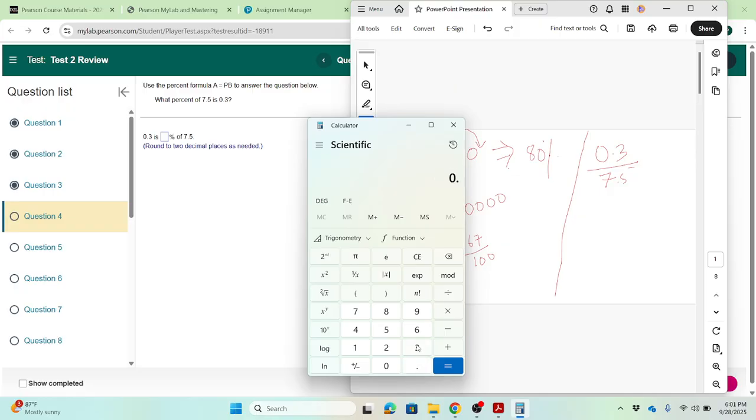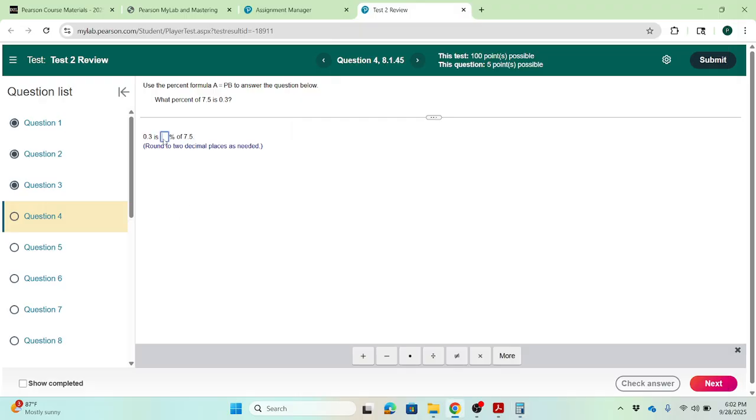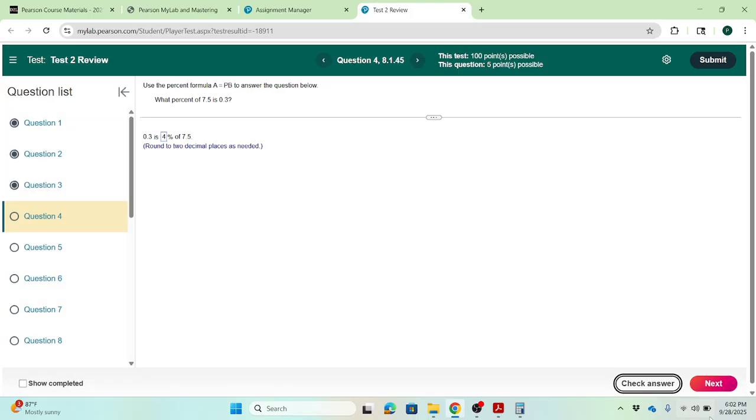Divide 0.3 by 7.5, and then to express this as a percentage, you can just multiply this by 100. So that means move this decimal sign 2 digits to the right, which can also be found by multiplying by 100, which is 4. Okay, that's 4%. So 0.3 is 4% of 7.5.